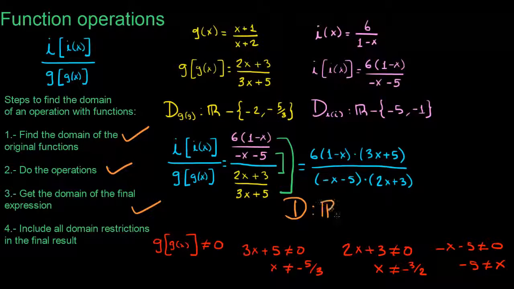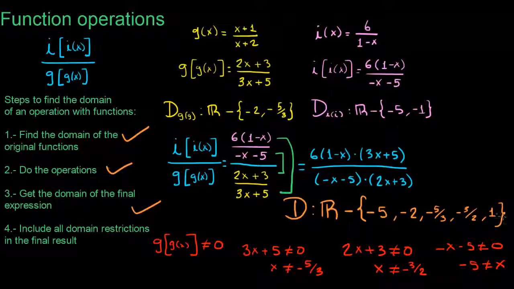Domain will be all the real numbers except for, I'm just going to write them in order, in ascending order: negative 5, negative 2, negative 5 over 3, negative 3 over 2, 1, and by doing so we are done. Just going to check this out.